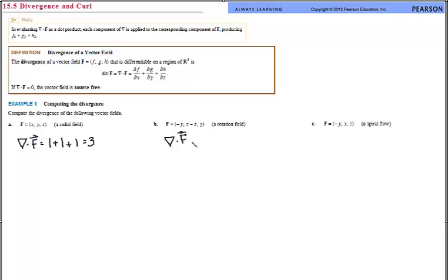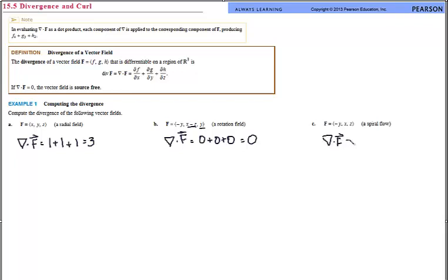Here's the divergence for our B question. I'm going to do the same thing. I'm going to take the partial with respect to x, so that would be 0 for our first one. The partial with respect to y is again 0, and the partial with respect to z here is again 0. That means that our divergence of this vector field is 0, which also means that this vector field is source free.